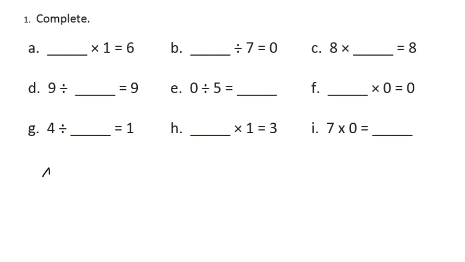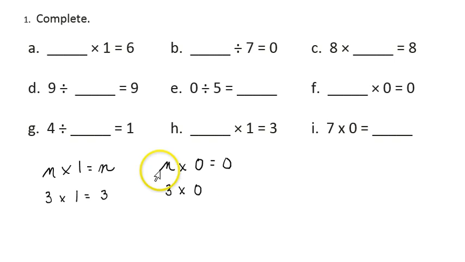Just to lay out some of the rules, whenever we think of multiplying a number times 1, so if I call n my number and I multiply it by 1, I always get n for the answer. For example, if I multiplied 3 times 1, I would get 3 for my answer. If I multiply any number times 0, I'm going to get 0 for an answer. For example, 3 times 0 is 0.